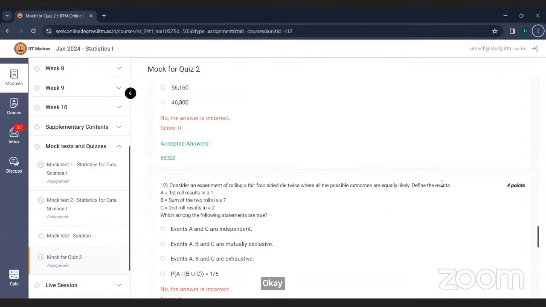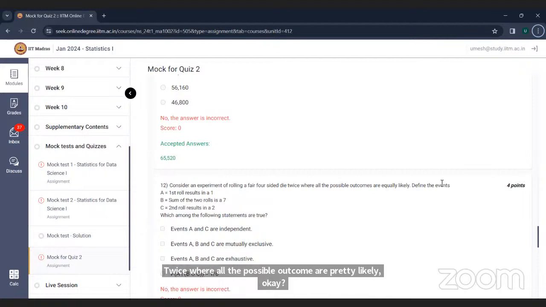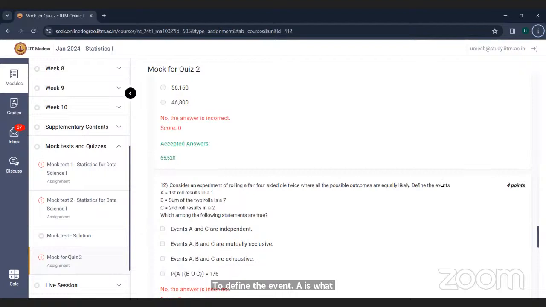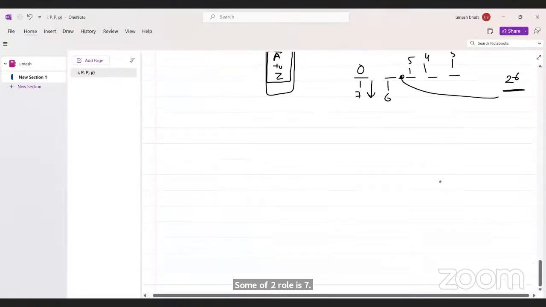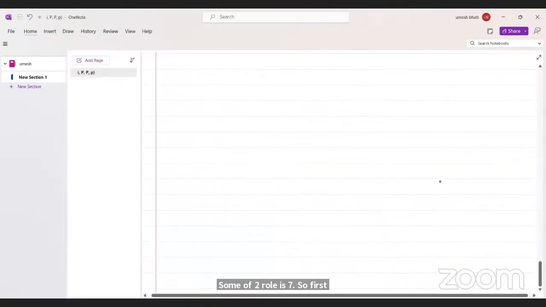Now consider an experiment of rolling a fair 4-sided die twice, where all the possible outcomes are equally likely. Define the events. Event A is: first roll result is 1. Event B: sum of the two rolls is 7. Event C: second roll result is 2. So firstly, let us define our sample space.